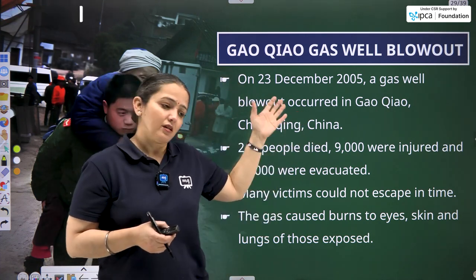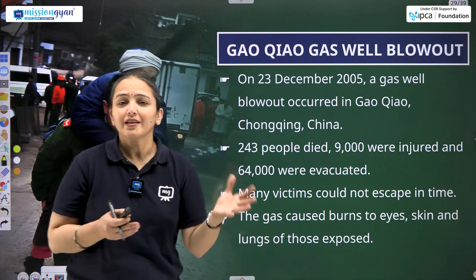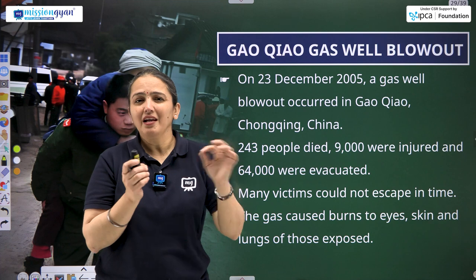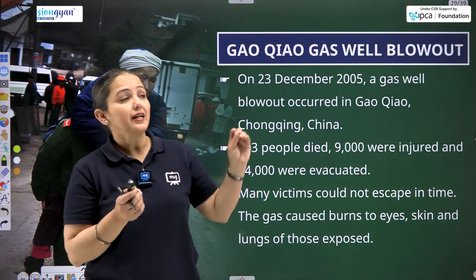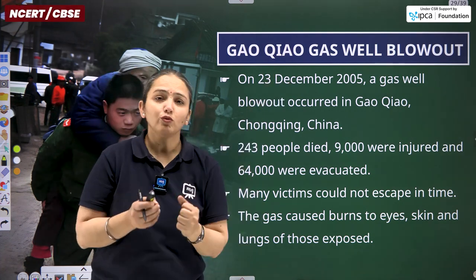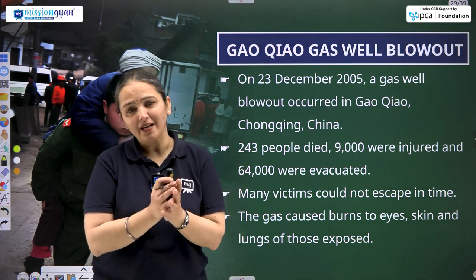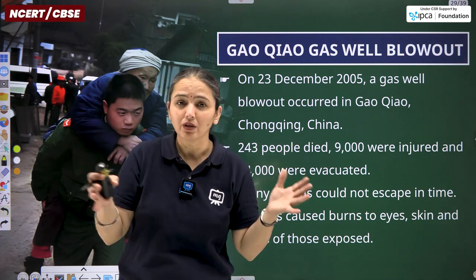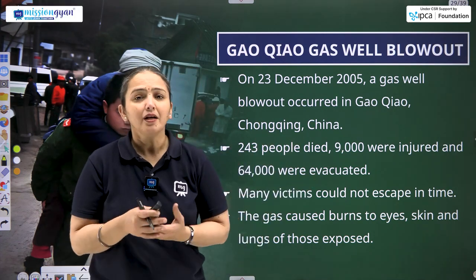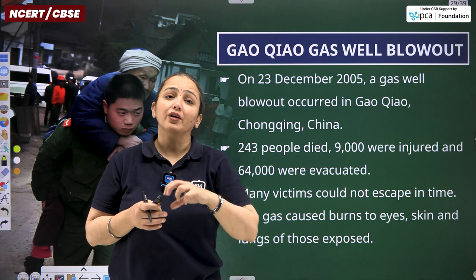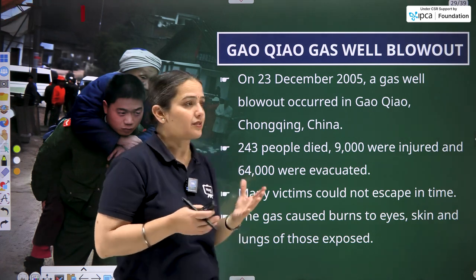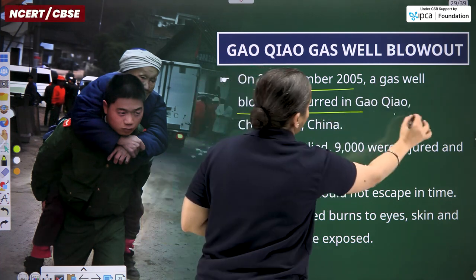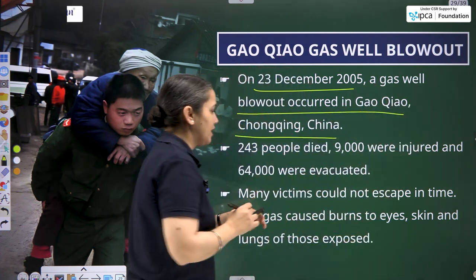And this place was having a gas well. Gas is extracted from beneath the surface, and somehow any flammable thing can easily cause this kind of gas to burst into flames. A similar kind of accident occurred over there also in this gas well, where the gas well blew out. Although the death toll was not that high, it shows that industrial accidents can occur at any place. So on 23rd December 2005, a gas well blowout occurred in Gaoqiao, Chongqing in China.